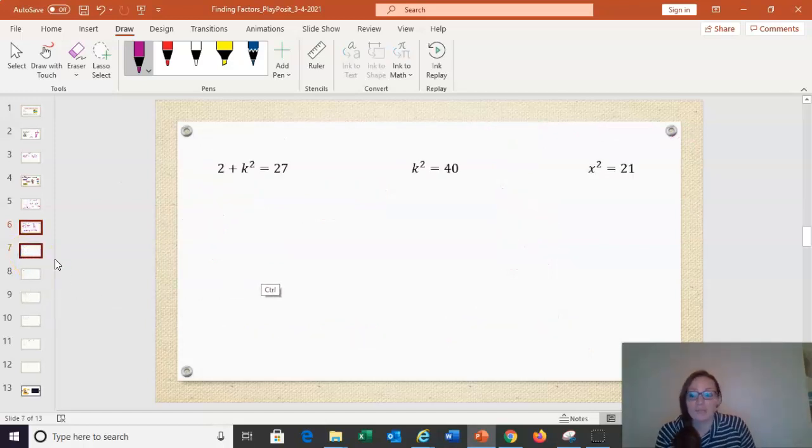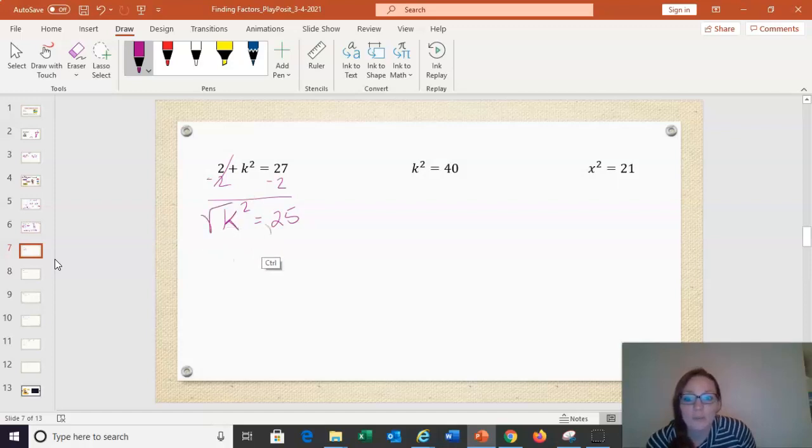So here are some other examples. Don't forget that at any time you guys can stop this recording and try these on your own. We're going to get the variable term by itself. Here we have to subtract 2 from both sides first and get k squared equals 25. Then just like before, we take the square root of both sides and we get k equals plus or minus 5.